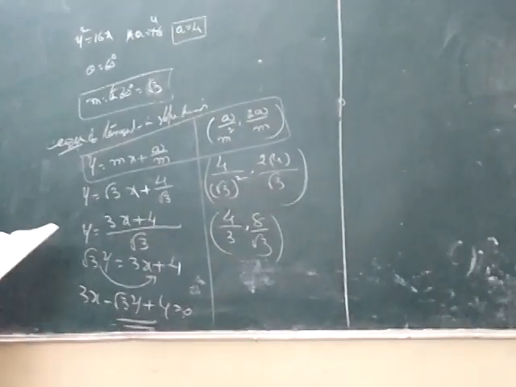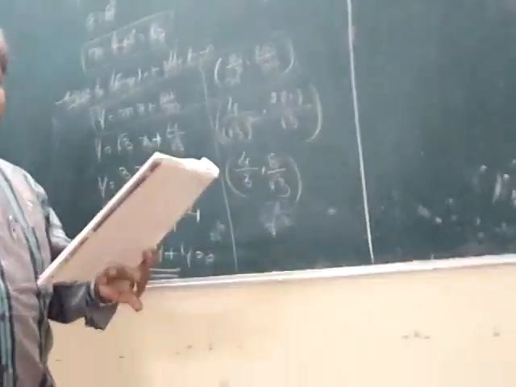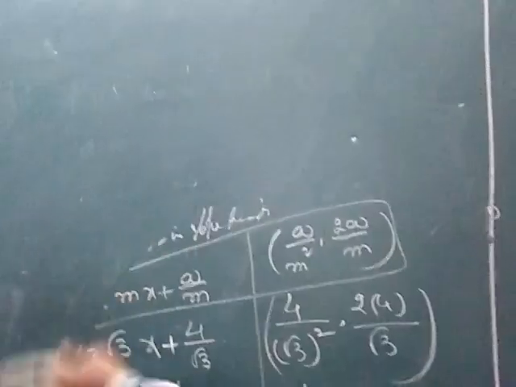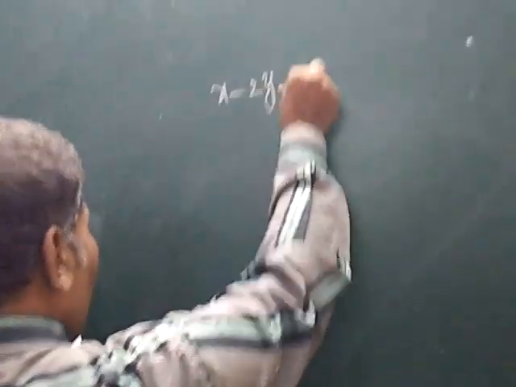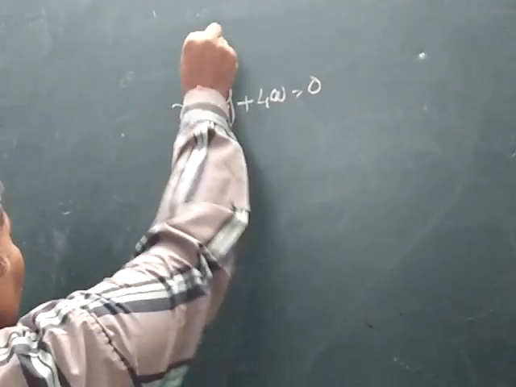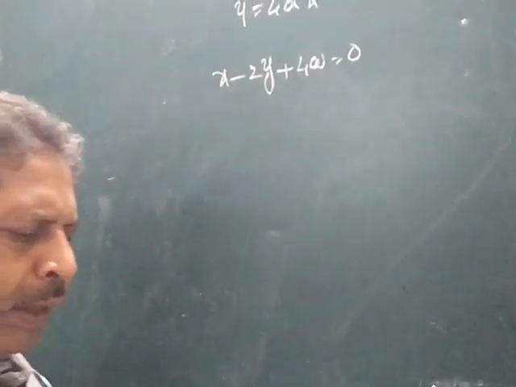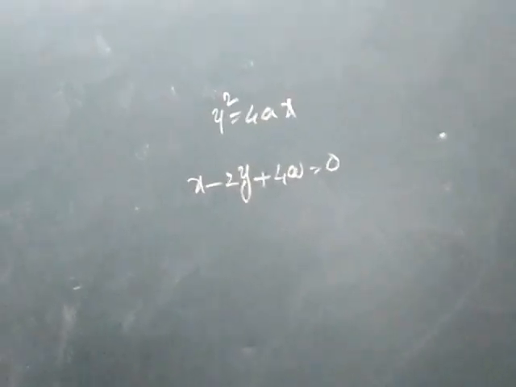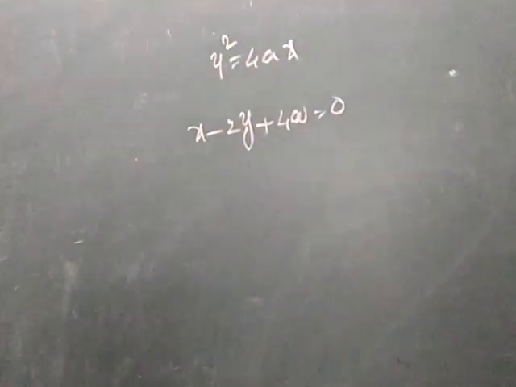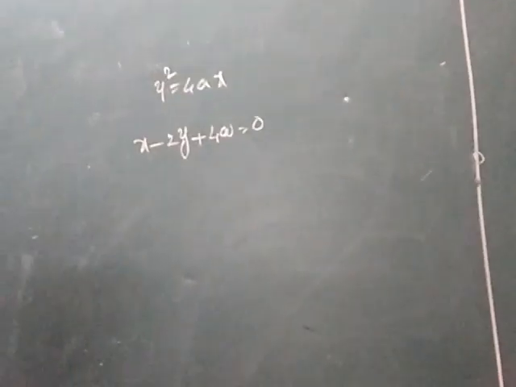Next, SAQ 1, second question. Show that the line x minus 2y plus 4a equal to 0 touches y square equal to 4x. Also find the point of contact.